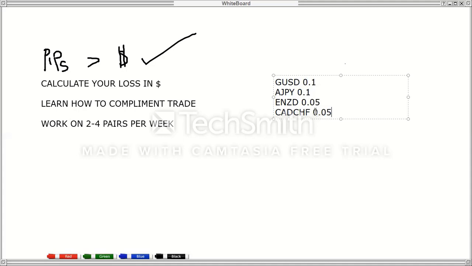So you're actually comparing depending on your equity, depending on your lot size. Remember, when you can afford the loss, that is when you can learn to complement trade. When you can't afford a loss, you can't complement a trade because your lot size is actually playing a big role in that. So you work on 2 to 4 pairs because I believe it makes you familiar with the pair. It makes complementing the pair very easy.